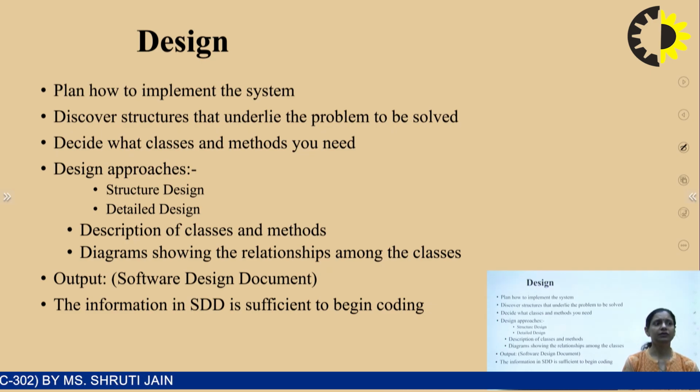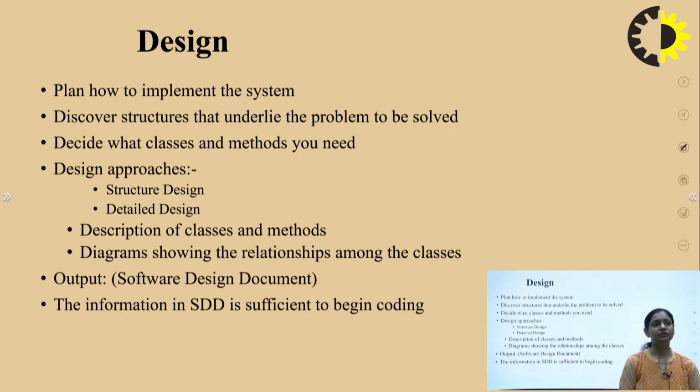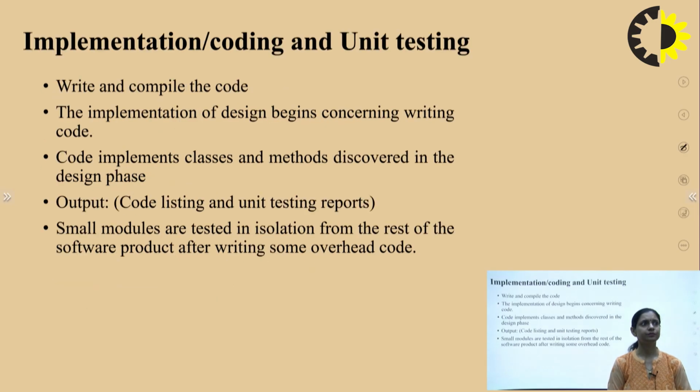It also talks about the description of the classes and the methods, and the diagrams which show the relationship among the classes if we are working with classes and objects. And we have ER diagrams and data flow diagrams also as a part of the design phase. The output in this is the software design document. This software design document is sufficient to begin the coding because it includes all the designs that we have created before doing the coding of the software.